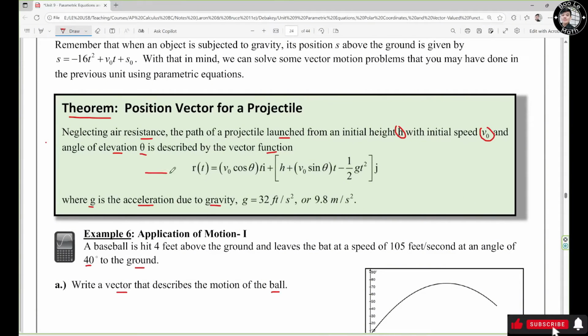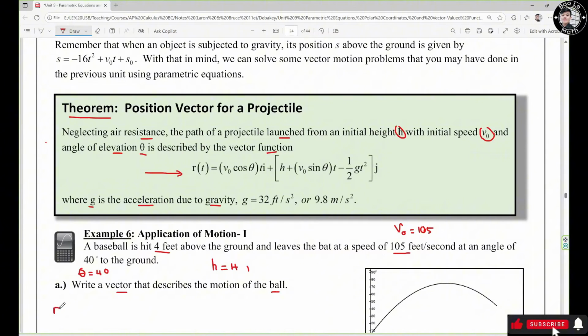To derive this formula, I'm going to prove it in a separate video. Alright, we just apply this one to this problem. Now we're going to summarize: 4 feet above the ground, which is h equals 4, right? The speed 105 feet per second is the initial speed, so v0 equals 105, right? The angle, which is theta, equals 40, right?